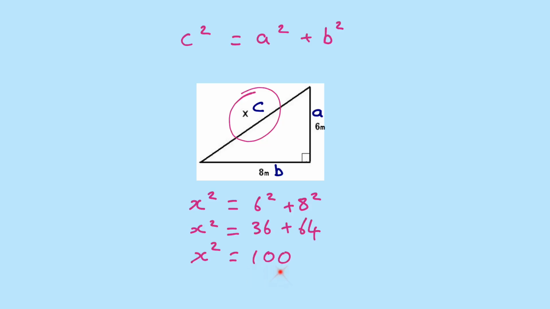Now 100 is my answer for x squared, but I don't want x squared, I just want x. So x squared is 100. To find x, I simply take the square root of 100. And the square root of 100 is, of course, 10. And my units are meters. So the answer for the longest side in this right-angled triangle is 10 meters.